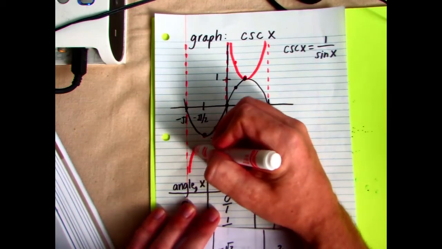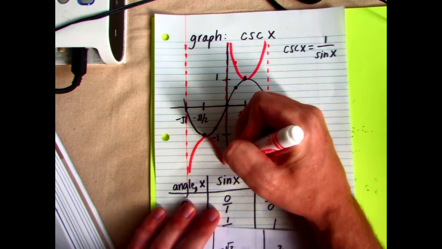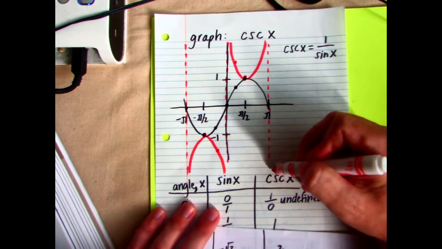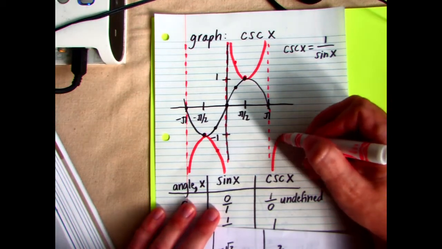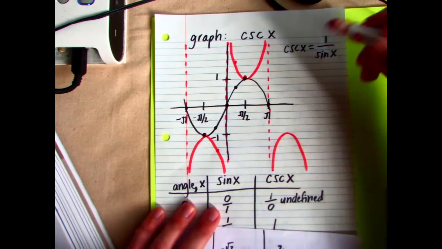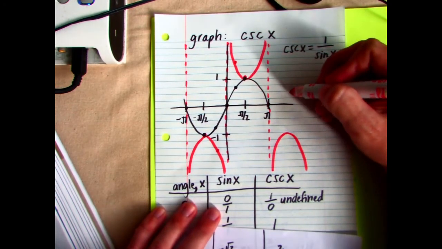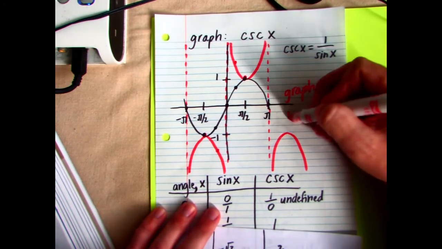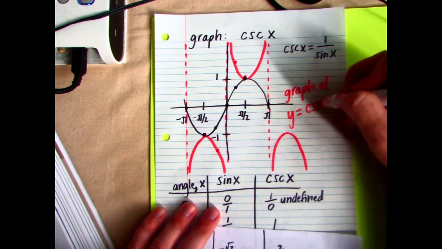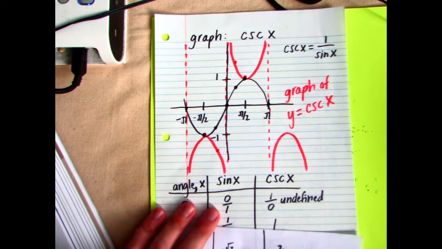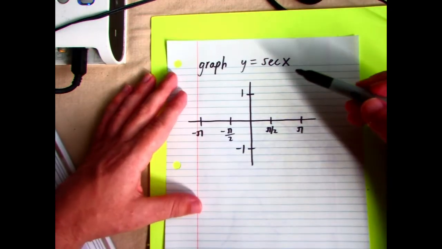So what's happening here with our graph? These humps are kind of reflected outwards. The graphs in red here are not going to touch those dotted lines because cosecant is undefined at those dotted lines. So here in red is the graph y equals cosecant x. Those red graphs won't touch those dotted lines.